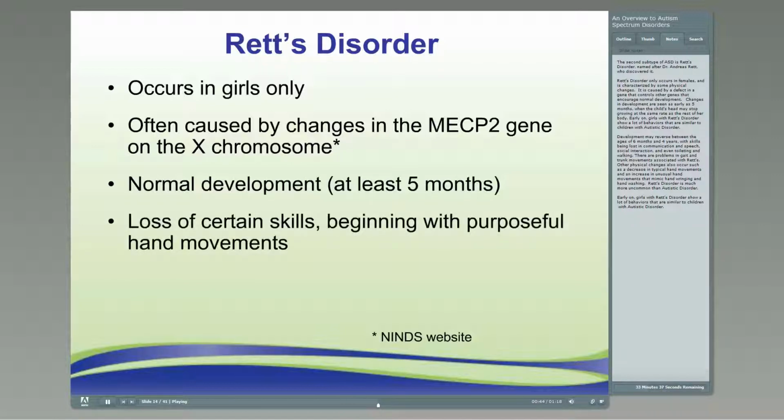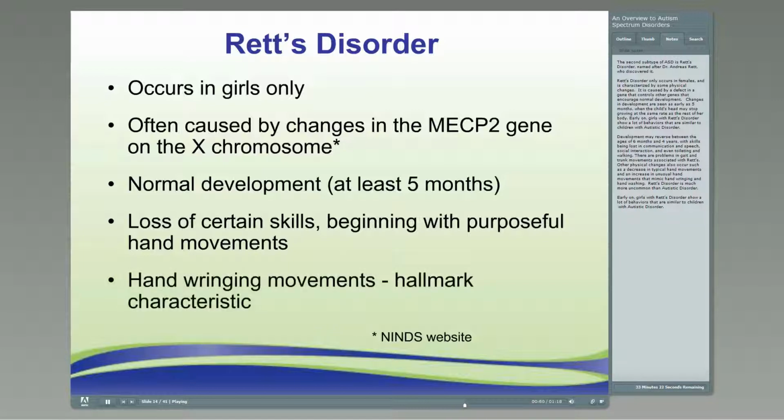Development may reverse between the ages of 6 months and 4 years, with skills being lost in communication and speech, social interaction, and even toileting and walking. There are problems in gait and trunk movements associated with Rett's disorder. Other physical changes also occur, such as a decrease in typical hand movements and an increase in unusual hand movements that mimic hand wringing and hand washing. Rett's disorder is much more uncommon than autistic disorder.